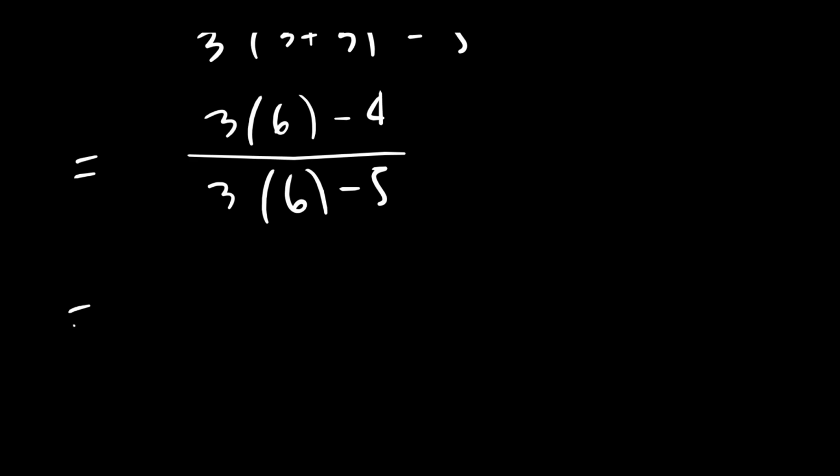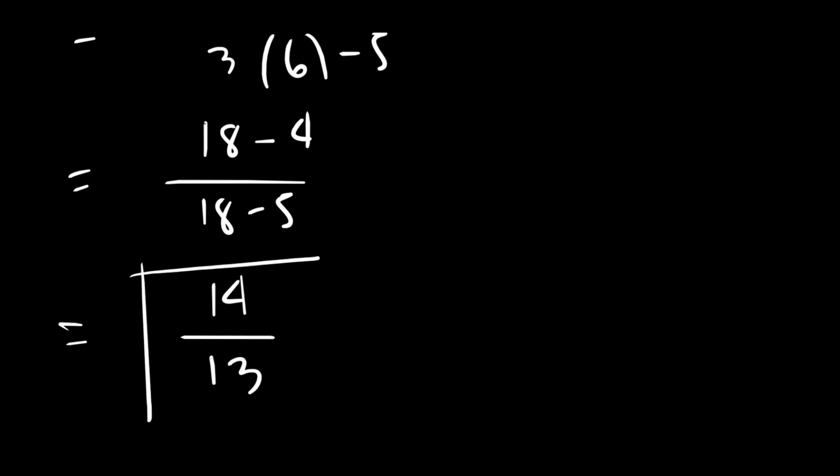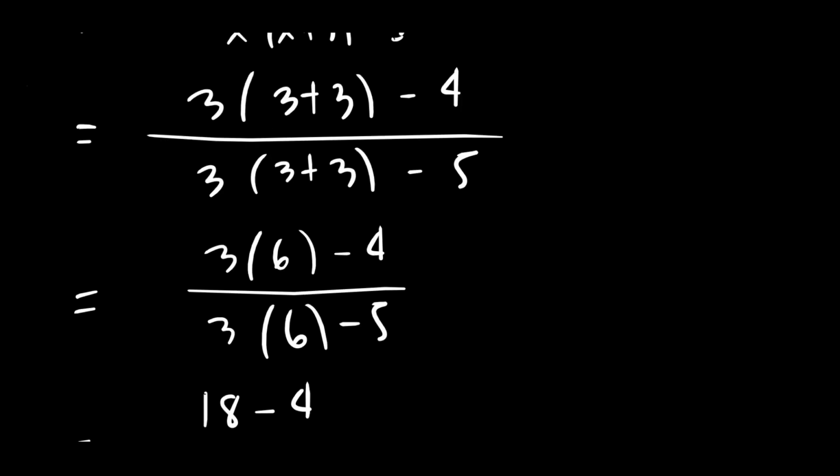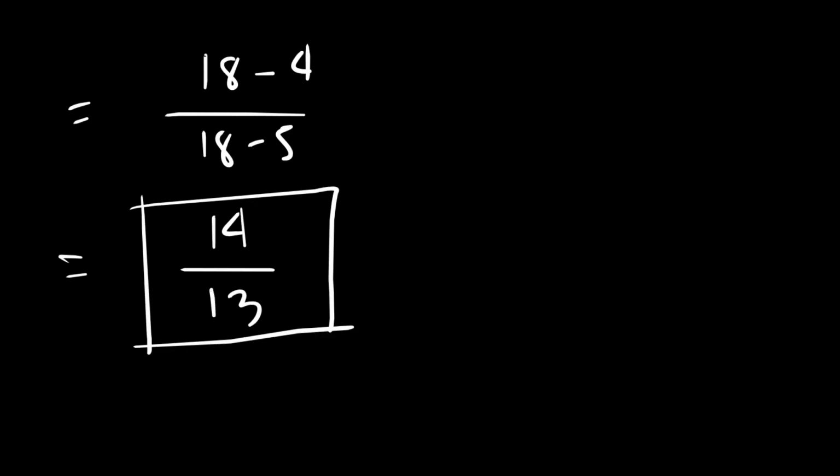For simplification, 3 multiplied by 6 is 18, so we have 18 minus 4 all over 18 minus 5. The numerator is 14, and 18 minus 5 is 13. So this is now our final answer. Let's check if our answer is correct. The answer is 14 over 13, so our answer here is correct.